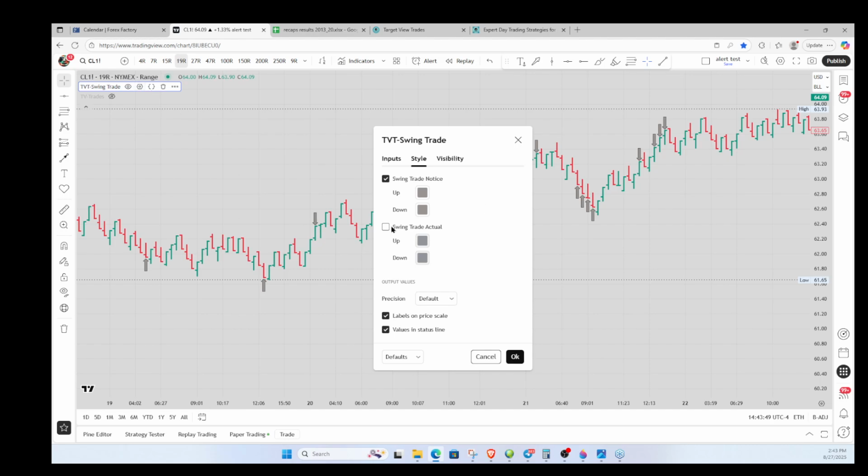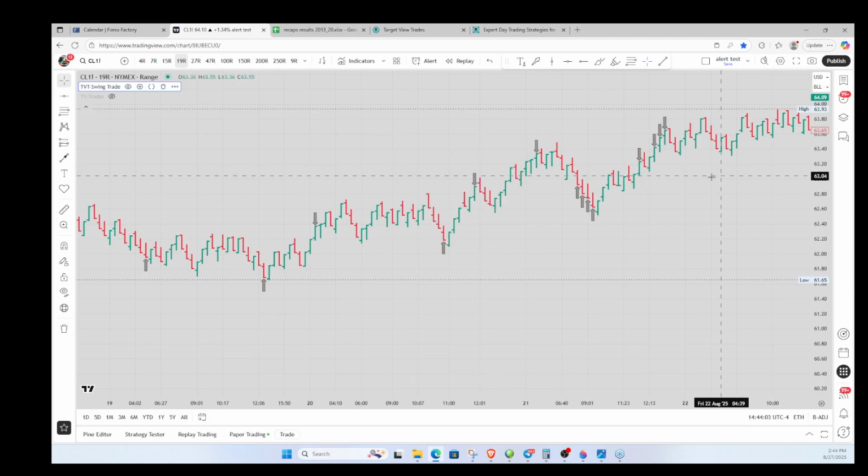Alright, I did that right in here. See, these are the black arrows right here. Swing trade actual. Swing trade notice, the gray arrows. Swing trade actual, the black arrows. I don't know why they're showing gray in it. Okay, that's because it's just off. Alright, so that's how you should be thinking of these things.